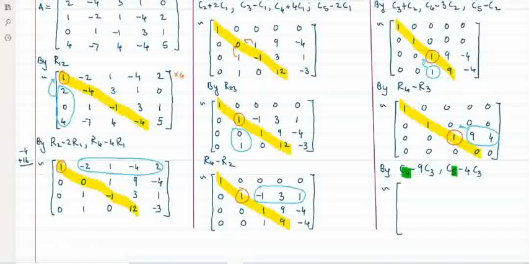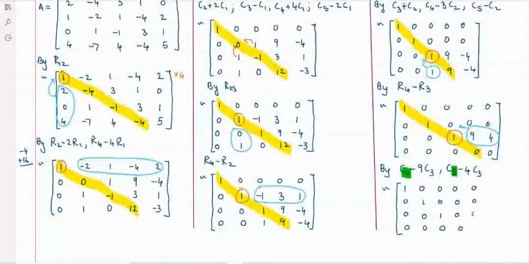Observe this. The first three columns have no change: 1, 0, 0, 0, 0, 1, 0, 0. C3 also no change: 0, 0, 1, 0. What will be the resultant here? Correct now?